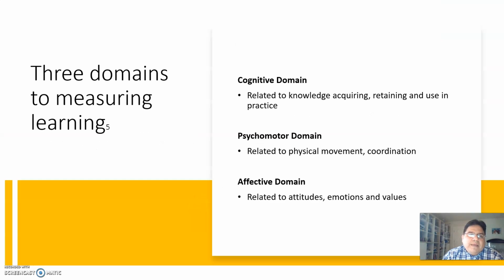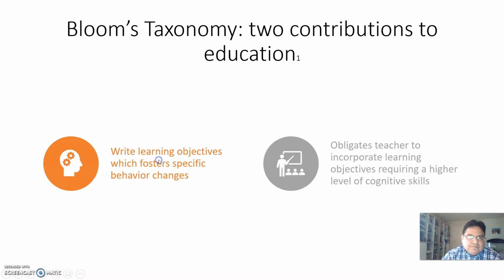There are three domains to measure learning. The first, which we are going to be reviewing in more concentration today, is cognitive domain, which is related to knowledge, acquiring, retaining, and use in practice. The second is psychomotor domain, which is related to physical movement and coordination. And lastly, affective domain, which is related to attitudes, emotions, and values of the student.